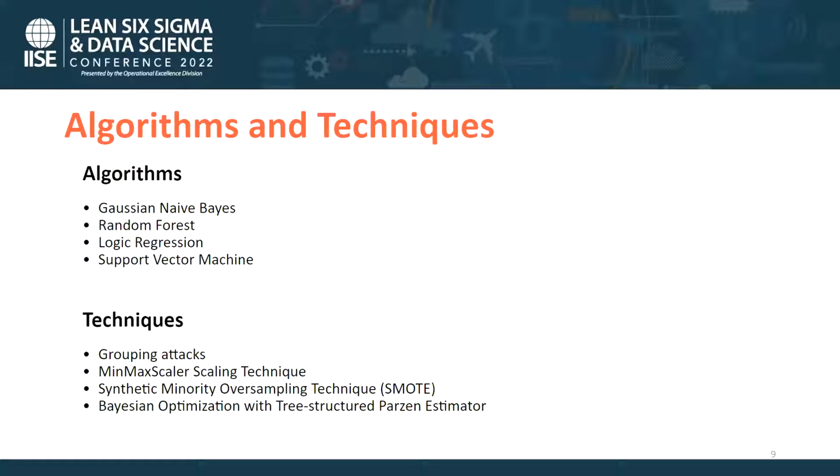The algorithms that we use on the previously mentioned dataset are the following: Gaussian naive Bayes, random forest, logistic regression, and support vector machine. With the techniques, as my partner mentioned in the previous slide, we use a technique called grouping attacks, which groups attacks by their similarity, how they are related. We use the min-max technique for two of our algorithms, and we use the synthetic minority oversampling technique to address the bias of the imbalanced data in our dataset. And finally, we use Bayesian optimization with tree structure, which is just a better way to find the best parameters for each algorithm.